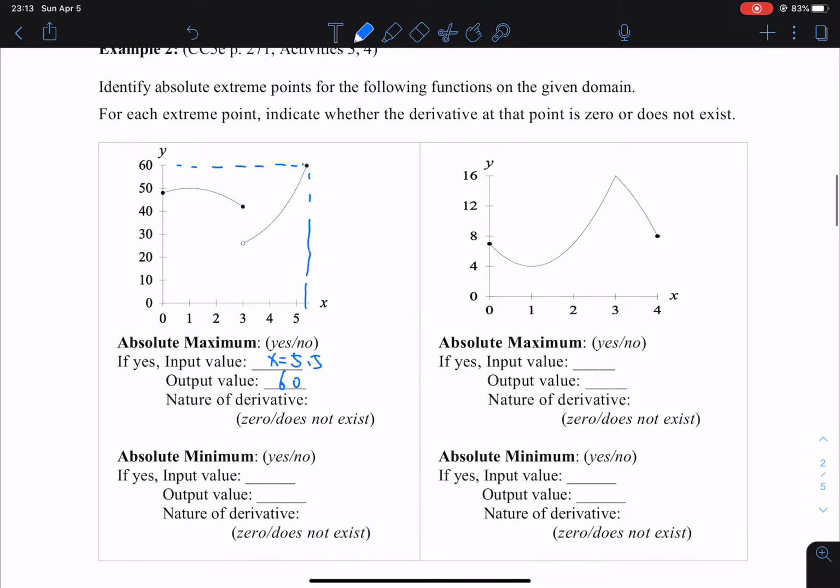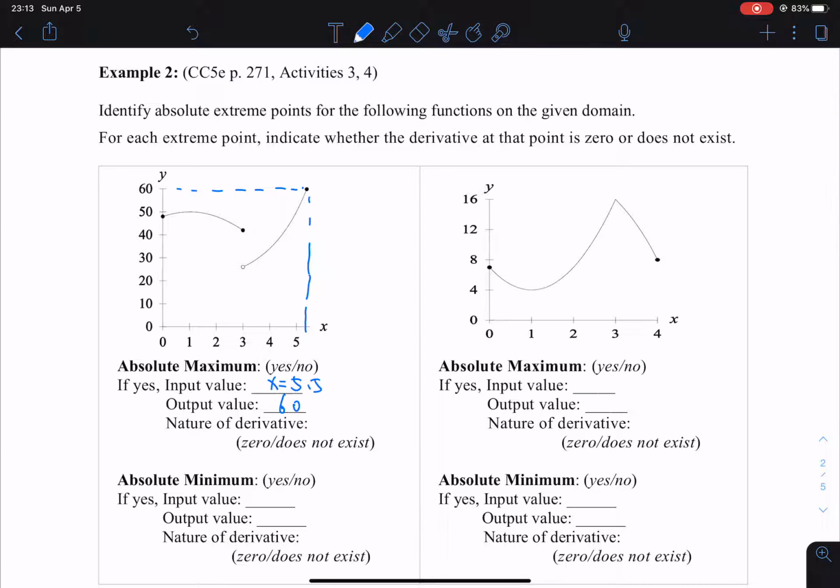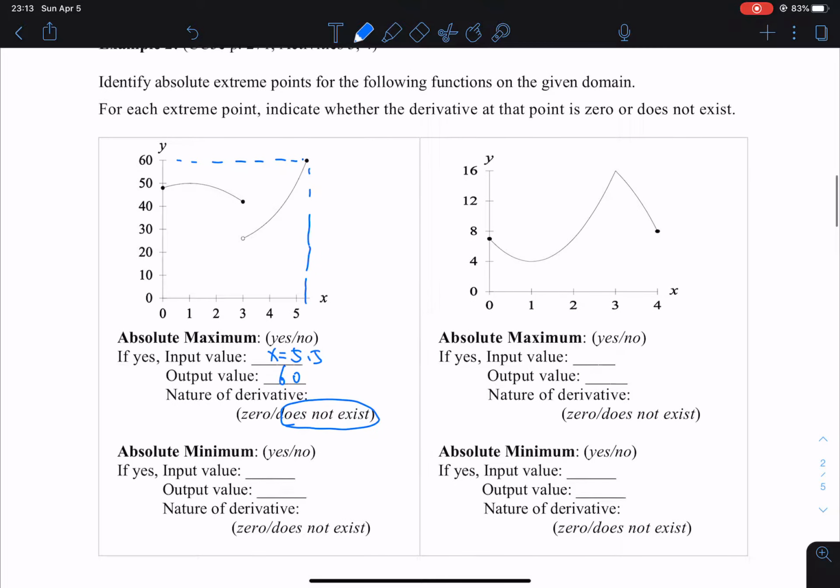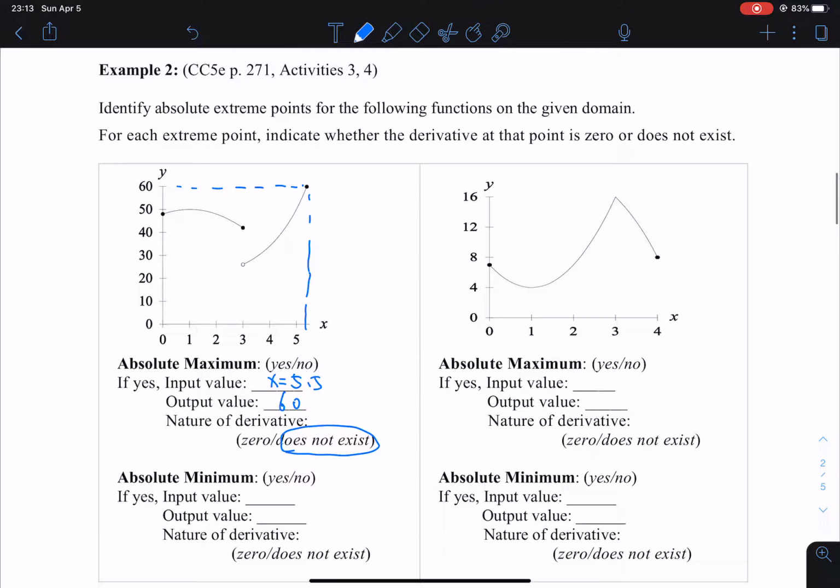And then the nature of the derivative. The derivative at this point does not exist. And then about the absolute minimum point.